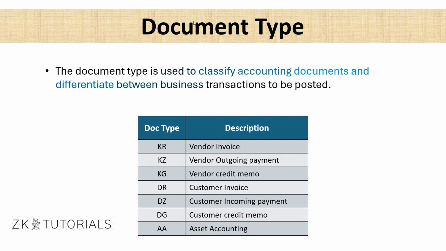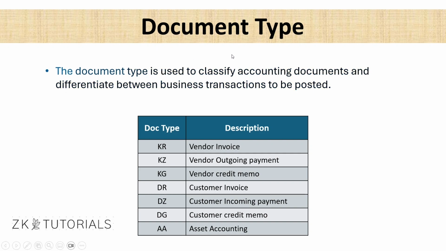And for each type of cloth he stitches, he maintains a separate book. The code for the book will be KR, KZ, KG, DR, DZ, like that. In the same way, whenever we post a transaction in SAP for a vendor invoice, a customer invoice, or asset accounting, the documents used will differ, because we classify the accounting documents so that whenever we need reports, we just need a document type to see all the vendor invoices.